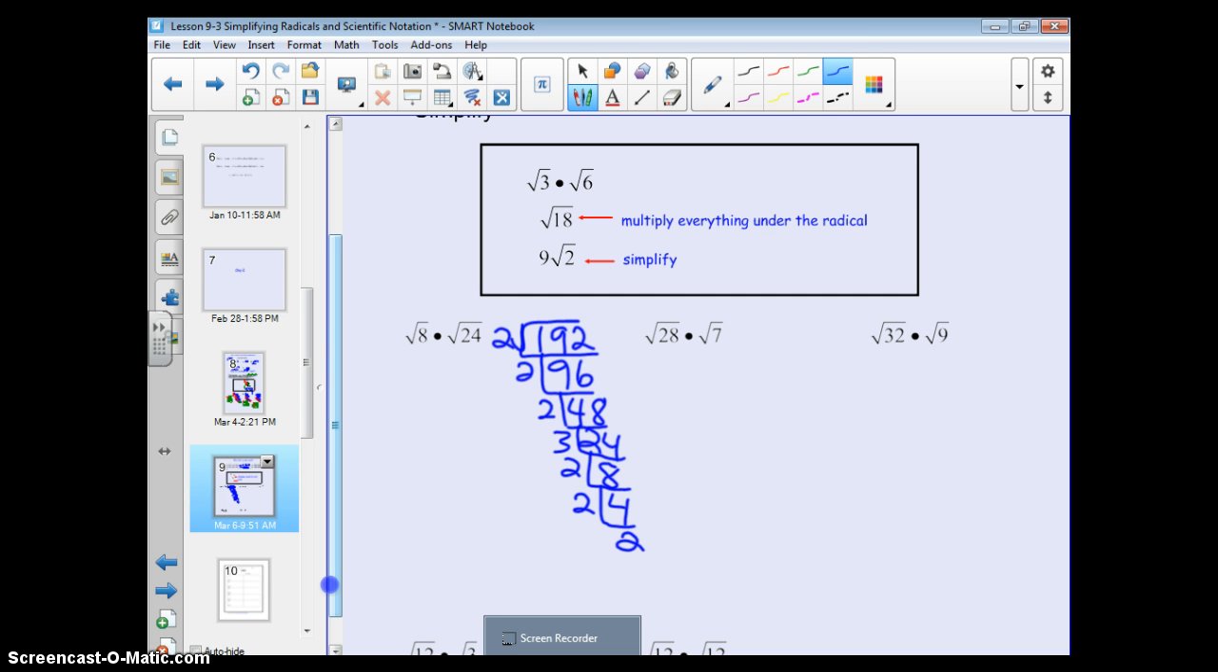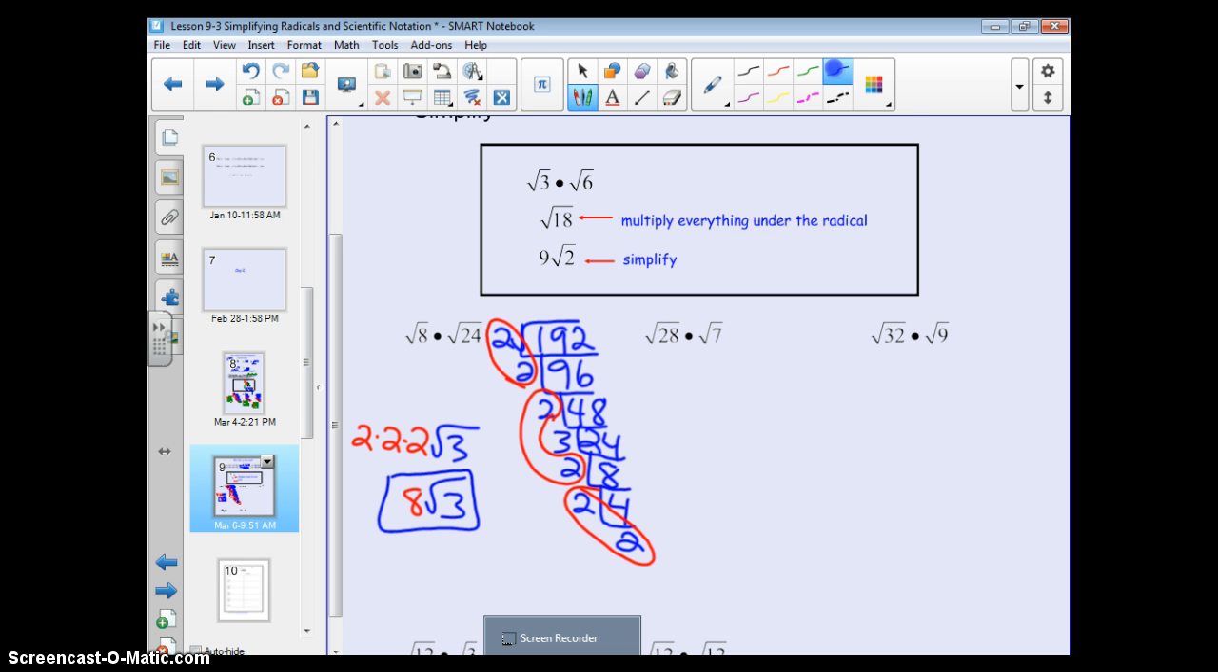Okay? Now I'm going to look for all of my pairs because this is a square root. So I have a pair of 2's here, and a pair of 2's here, and a pair of 2's here. So my answer then, I have 3 2's outside, and I also have a 3 left over inside the radical. So 2 times 2 is 4, times 2 is 8. My answer is going to be 8 square root of 3.